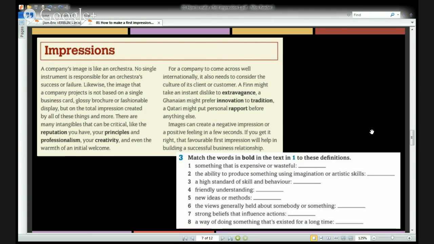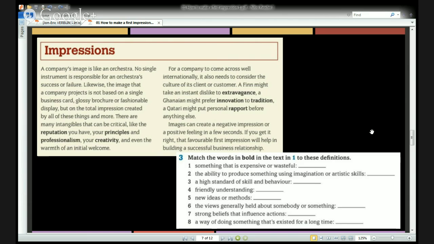The ability to produce something using imagination or artistic skills. Christian. Remember, only the words in bold. What do you think, Christian? The key word here is using imagination or artistic skills. Key word, imagination. What do artists have? If it's using artistic skills, what do artists all have? I understand the word wasteful. But where is that? I don't see that word anywhere. Remember, Christian, we're only using the words in bold, the dark words.